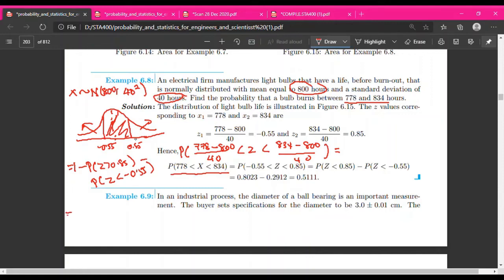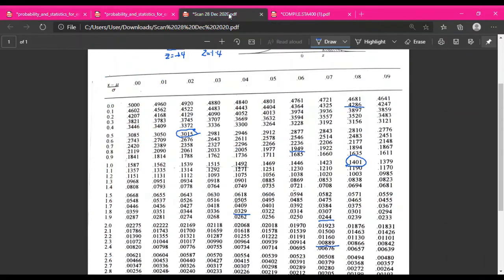Sama juga dengan, itu lagi sekali, Z minus this, yang ni, Z ni yang less than negative sama juga dengan more than positive 0.55. Right? Sebab dia symmetric. Dia symmetrical. So, boleh cari value di sini. 0.85 dah sebab kita dah buat jadi more than. So, 0.85. 0.85. This.